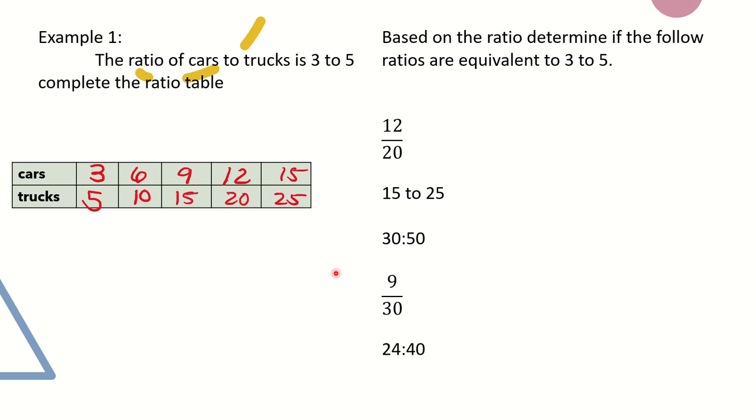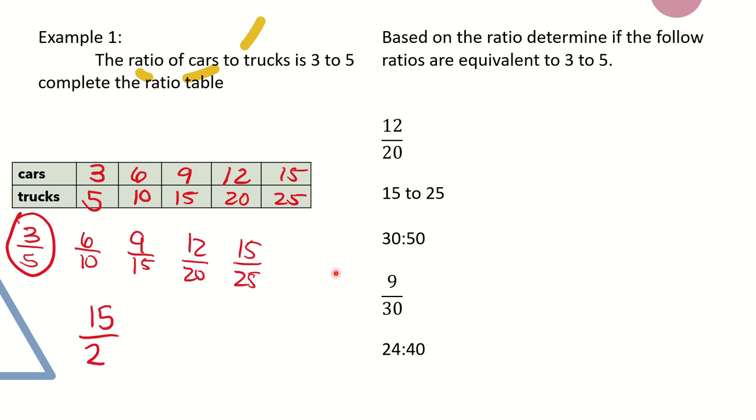Now, let's write down our equivalent ratios. So in this case, my equivalent ratios are 3 over 5, 6 over 10, 9 over 15, 12 over 20, and 15 over 25. And we know they're all equivalent because we can reduce them down and they should all equal up to 3 over 5. Let's just try one for practice just to make sure. 15 over 25, I can reduce that by 5.